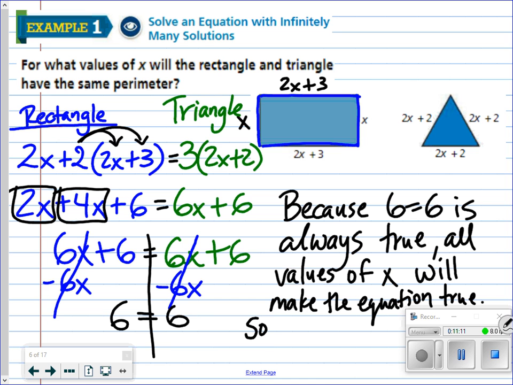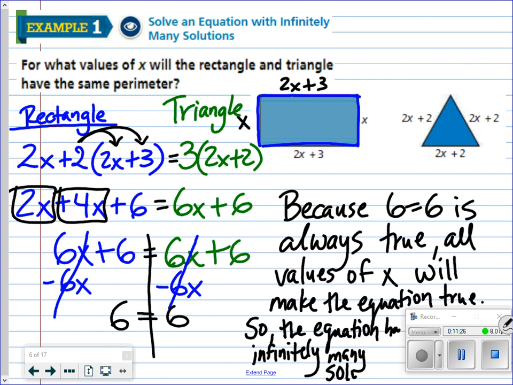So, the equation has infinitely many solutions. And I'm not a huge fan of that term, but that is the term that they use every time that you see this. Any book, any curriculum that you'd use, they'd say infinitely many. And that just means any number. Infinite means like it goes on forever, right? So any number you put in there would be correct.